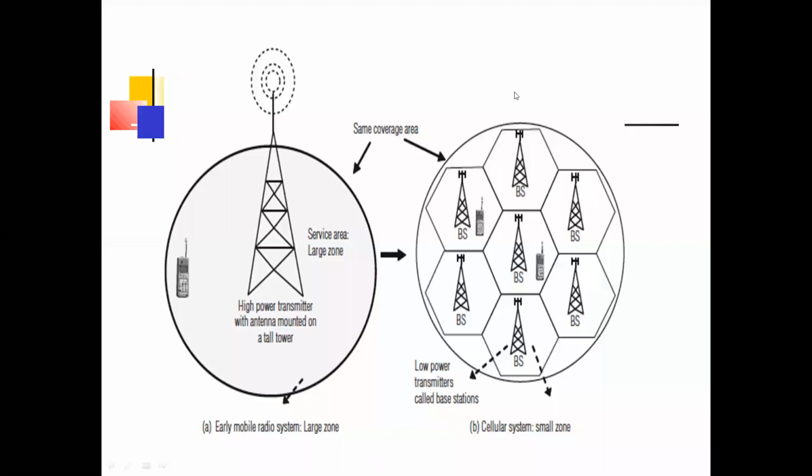In early mobile radio systems, we used high power transmitters to cover the entire area with only a single high power antenna. Because of this, the bandwidth is not perfectly utilized, and more bandwidth is required for these high power transmitters.